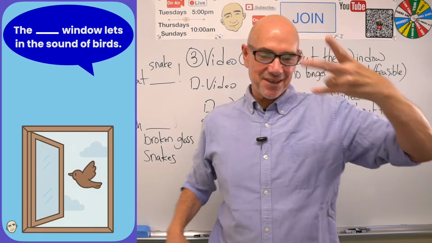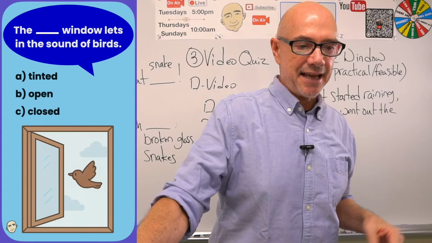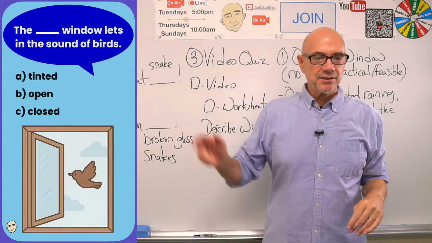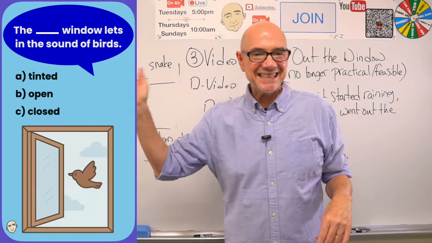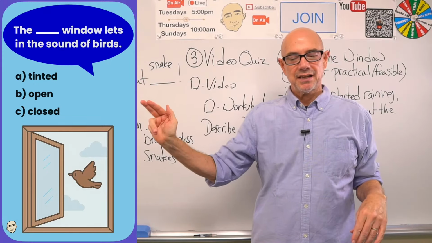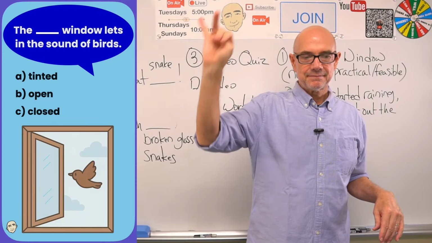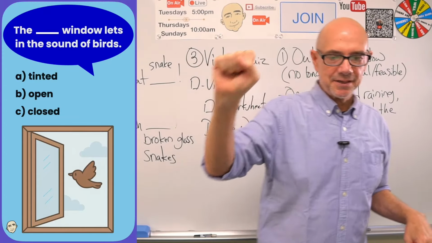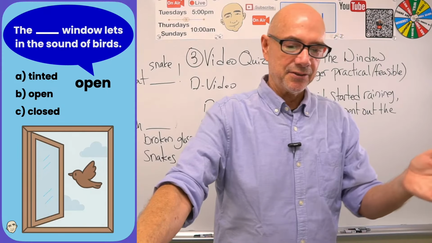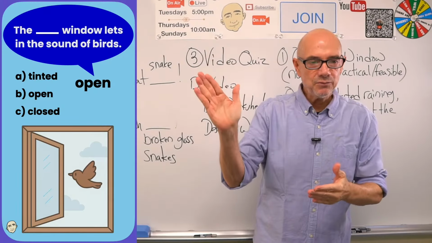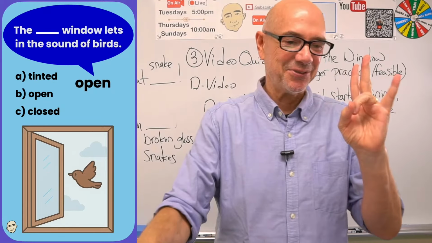Okay, let's see our 3 options here. Tinted, open, closed. Tinted, open, closed. And the answer is... okay, here we go. Yeah, so it's open. Good, good. The open window lets in the sound of birds. Good, good, good. Okay, here we go. Third one.